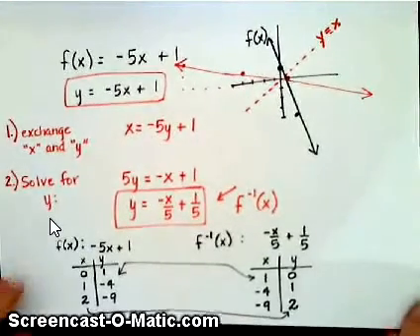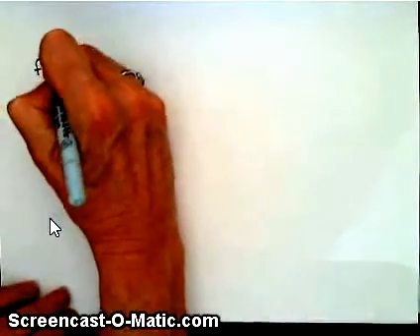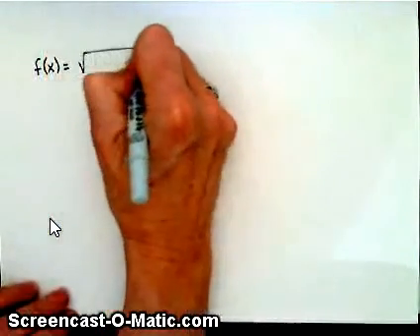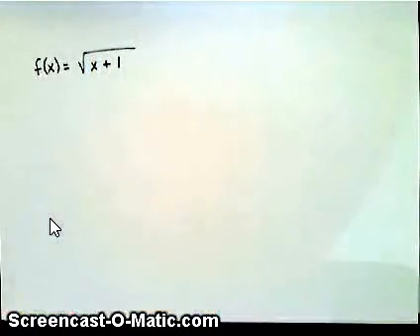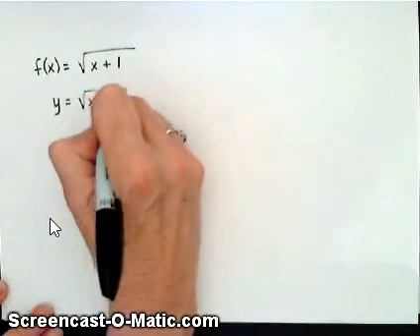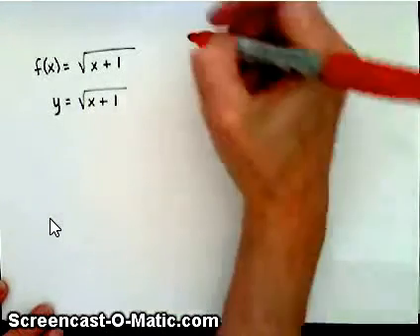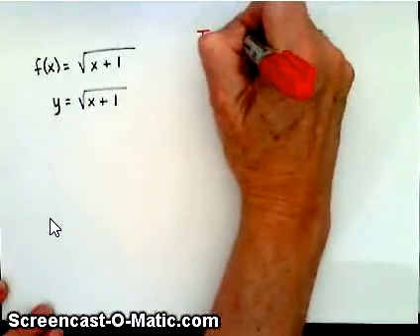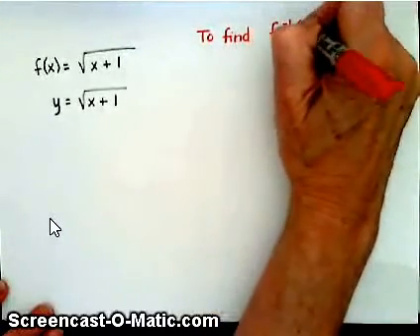I'm going to do another one with you now. Let's take a function that's not linear. How about f of x is equal to the square root of x plus 1. Now, that's your f of x. Now, this is the same as y is equal to radical x plus 1. Okay, so the first thing we want to do to find our inverse, I'm going to switch colors, and I'm going to use the symbol for inverse, which is f^(-1) of x.